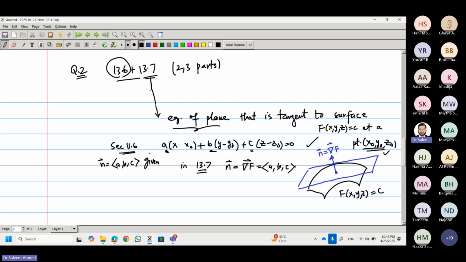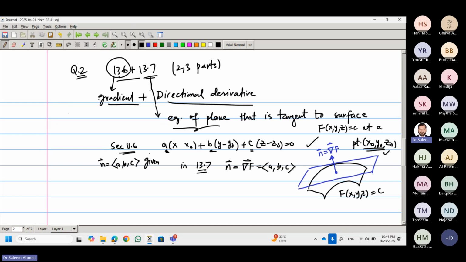13.6 has gradient and directional derivative. This has gradient plus directional derivative. So I may ask you these two things together. That's why I left a space here.